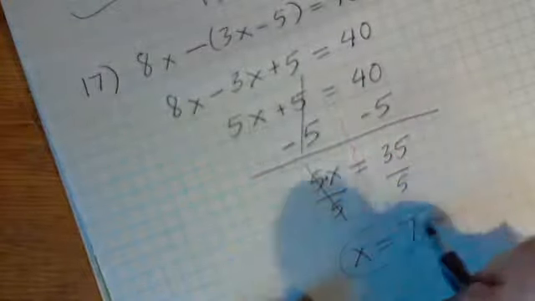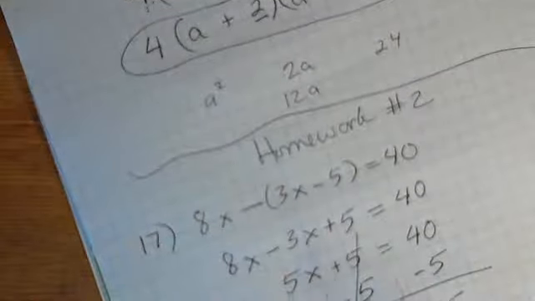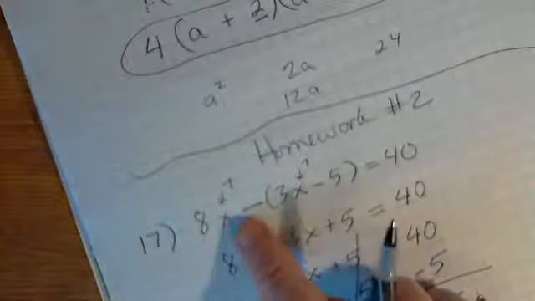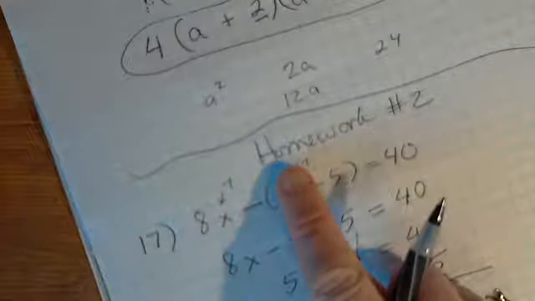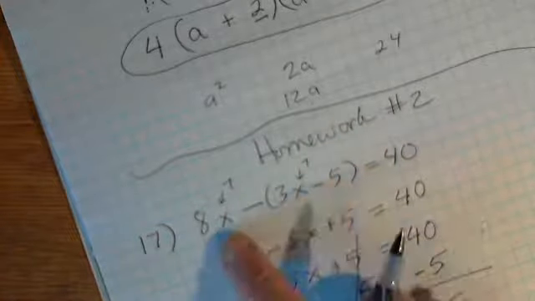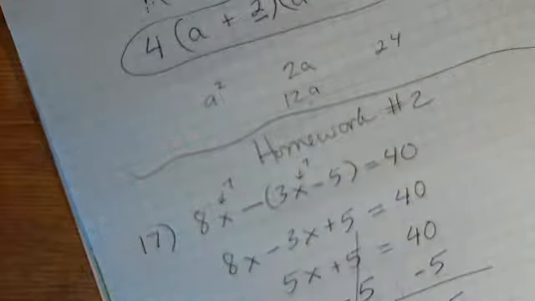We have our answer. You can always take it back and check it by putting a 7 wherever the x is, and taking your calculator, 8 times 7, subtract parentheses 3 times 7 minus 5, and you should get 40. You can always check these.